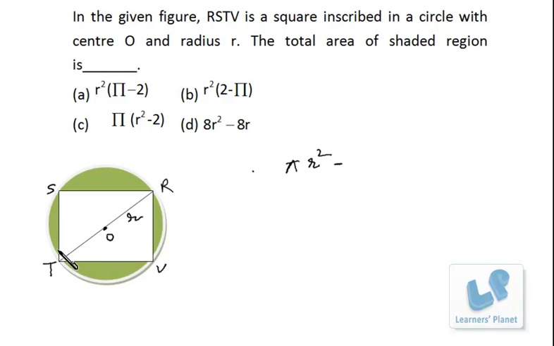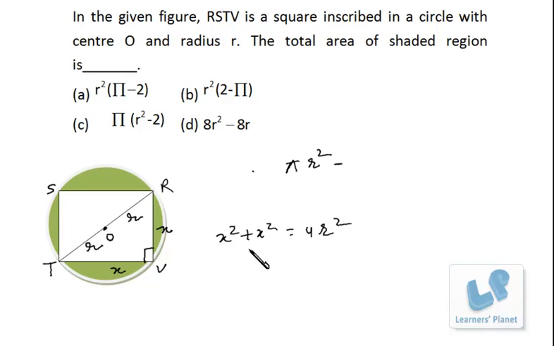Now what is the area of this square? Now this complete length is 2r, isn't it? And this is the diagonal of this square. Now this is 2r, this is x I suppose, and this is x I suppose, because these two lengths will be same. So x square plus x square is equal to 4r square.